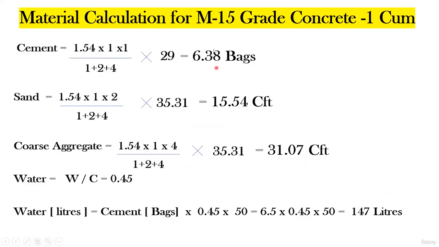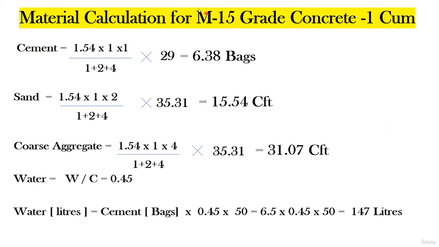Let us consider I have an M15 grade of concrete of 1 cubic meter. I want to find, for this 1 cubic meter of M15 grade concrete, how much cement, sand, aggregate and water is required. Always remember, to find the cement quantity, what do we do? See, we'll start like this.